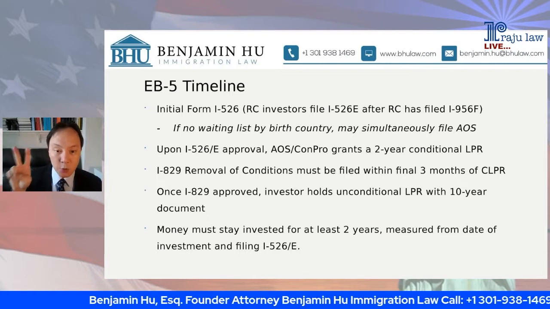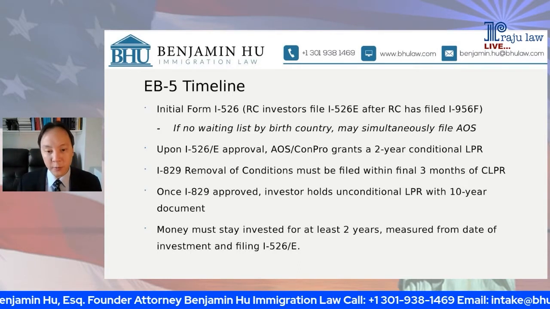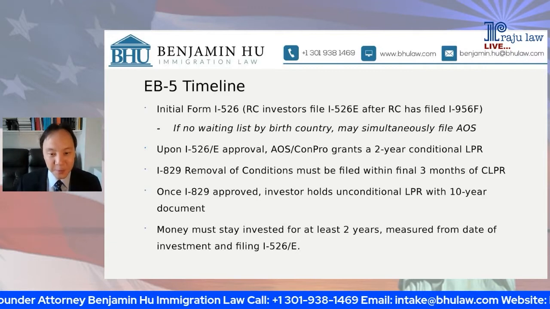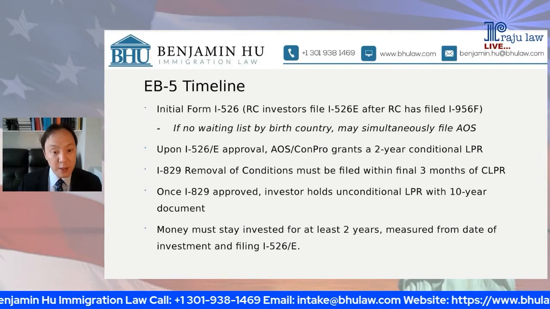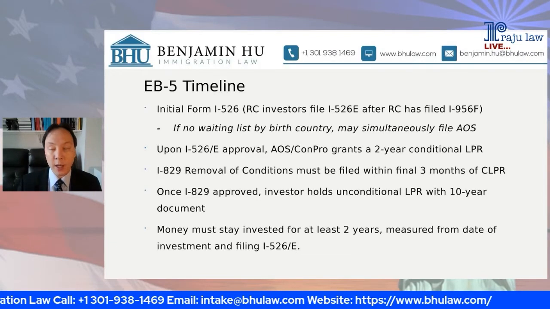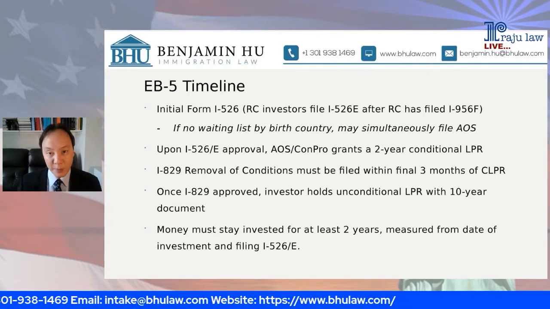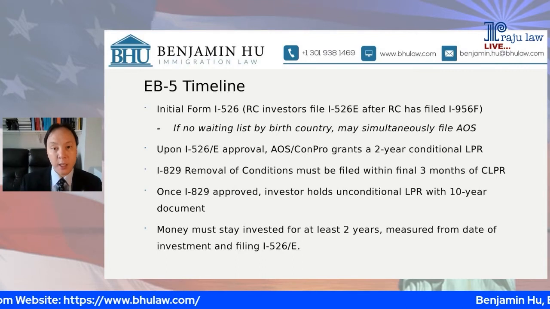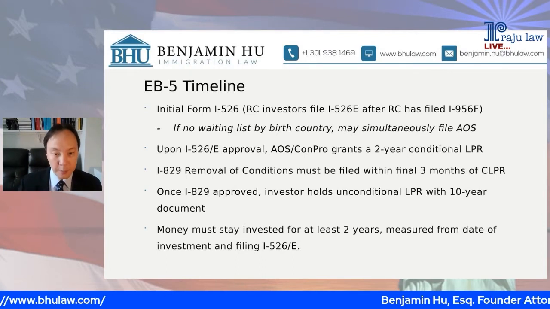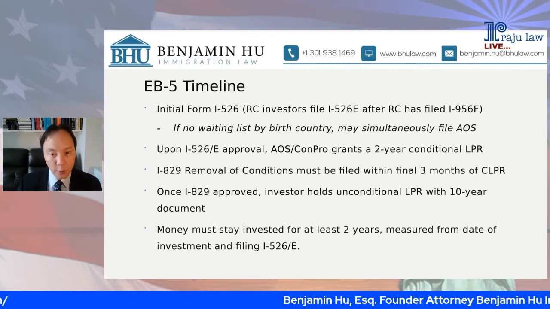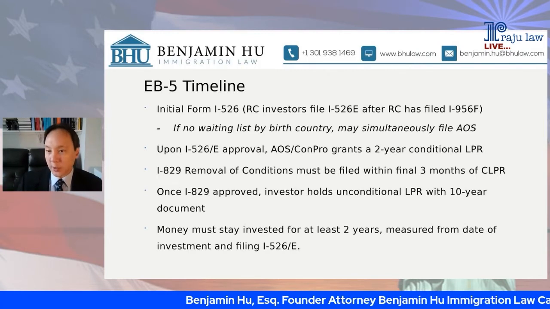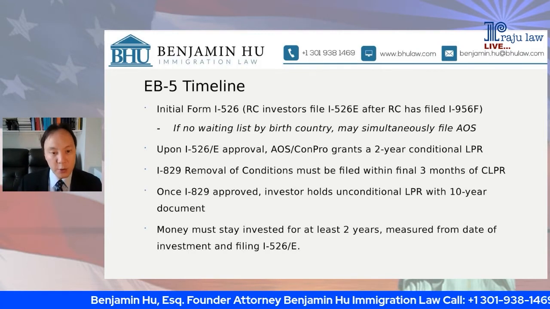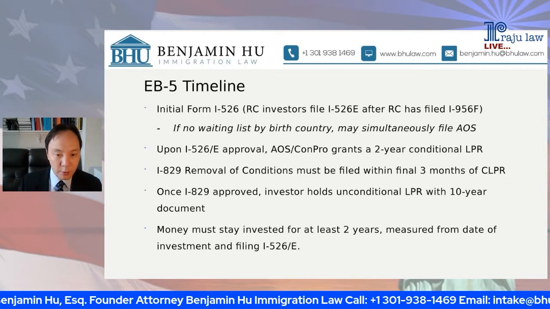That is a 2-year conditional lawful permanent resident card, a 2-year green card. And then within the final 3 months of that 2-year green card, you must also file an I-829 application to remove conditions. That turns your conditional green card into a permanent unconditional green card. Once that is approved, you hold an unconditional green card, which lasts for 10 years, and every 10 years you have to revalidate it and file it with immigration.